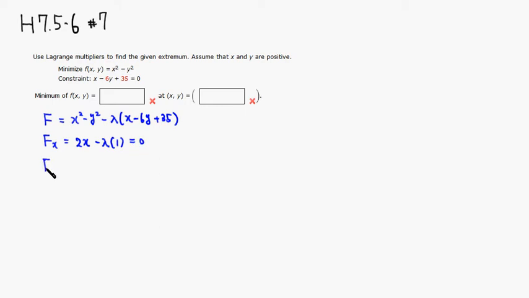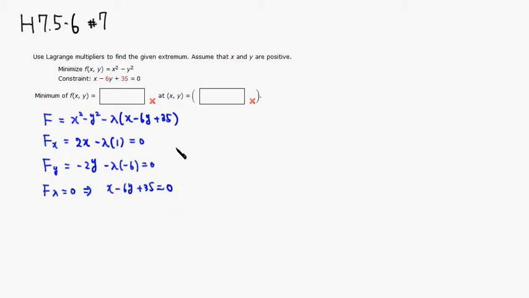Then how about the partial of capital F with respect to y? The partial of x squared is 0, the partial of negative y squared would be negative 2y, and negative lambda is just a constant. The partial of this is going to be negative 6, and set that equal to 0. And then the partial with respect to lambda, set equal to 0, is always the same as the constraint. So I'm just going to write down the constraint x minus 6y plus 35 equals 0.